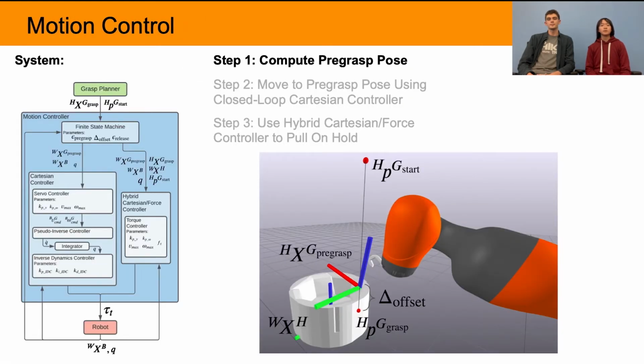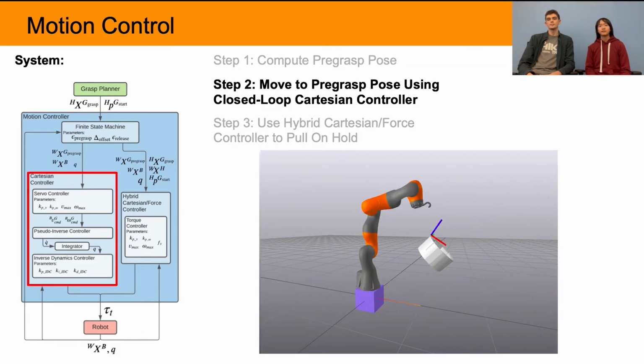Once we have the grasp pose and approach vector, we first compute a pre-grasp pose which aims to offset the end effector from the grasp pose. Doing this helps us to avoid accidental collisions with the hold while in transit. The next step is to move the arm to the pre-grasp pose.